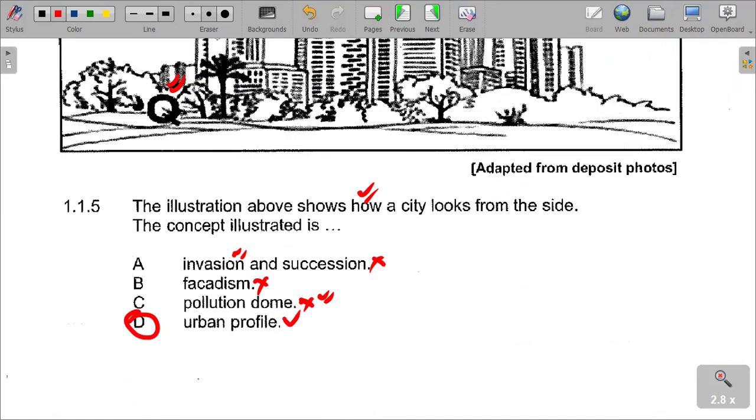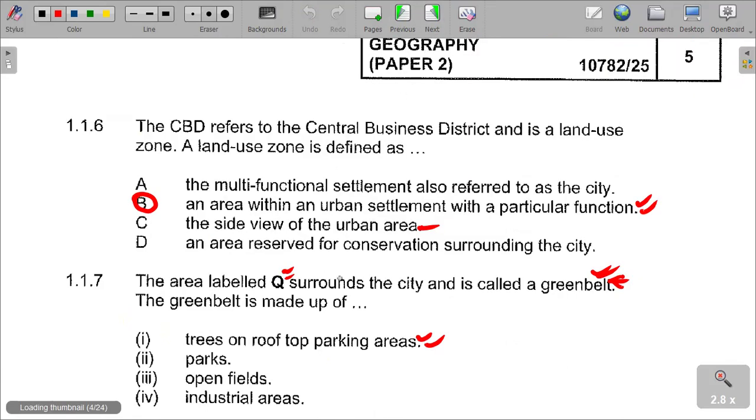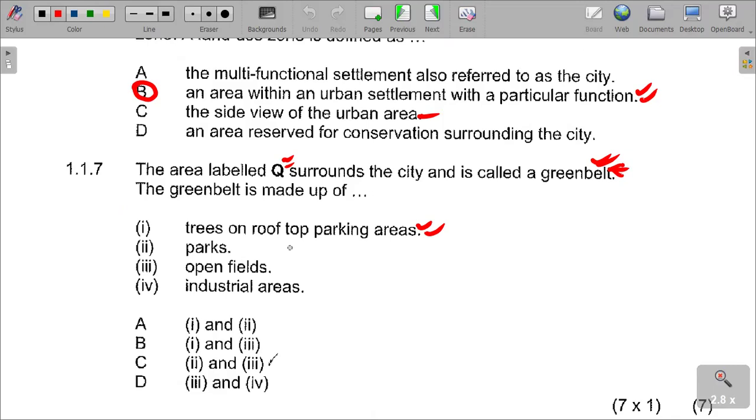what happens is that it actually shows parks. We have got open fields, industrial areas. Industrial areas can never be found around the city center. You see that the industrial areas can never be found around the city center. So we must have at least trees found there. We have got trees that are on rooftop. The green belt must have trees.